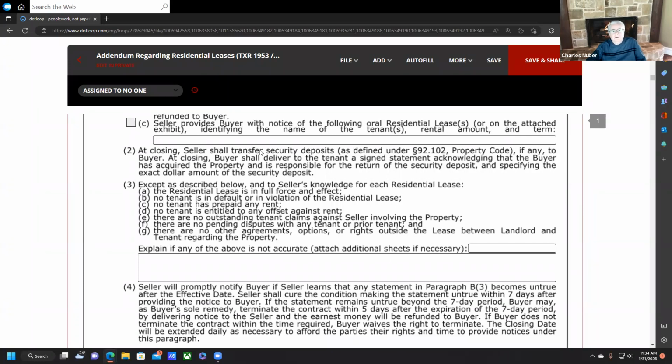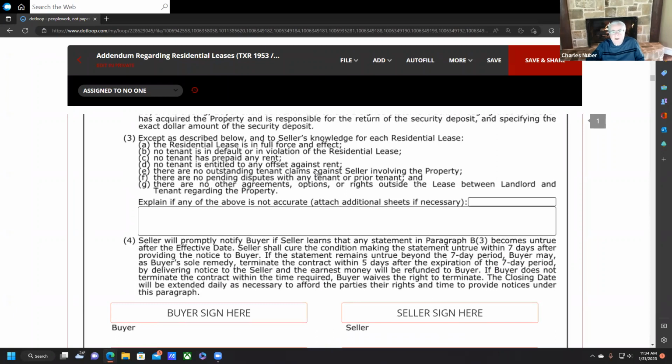Seller provides buyer with notice of the following oral residential leases, propane tank or whatever. At closing, seller shall transfer security deposits. So you want to make sure those are transferred to the buyer. Now, if this is a new investor and you are the agent representing that new investor, you need to let them know that they have to keep those security deposits in a separate account from their general funds. It has to be a separate account. That's by the Texas Real Estate Commission. You can invest the money in the stock market. You can do a lot of things with that money, put it in an interest-bearing account, but it must be separate and apart from your general funds.